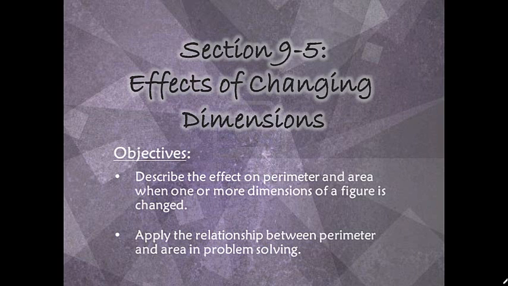This is section 9.5, Effects of Changing Dimensions. The objectives of this lesson are to describe the effect on perimeter and area when one or more dimensions of a figure is changed, and to apply the relationship between perimeter and area in problem solving.